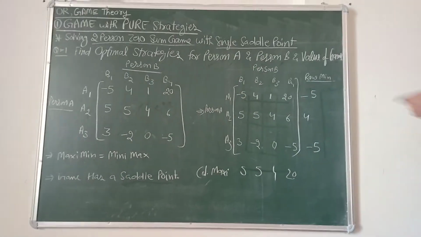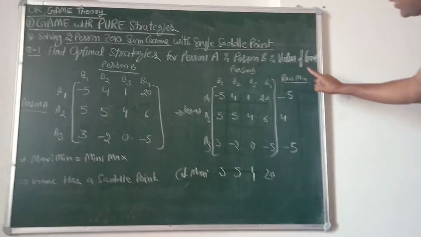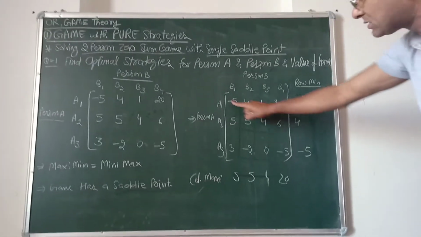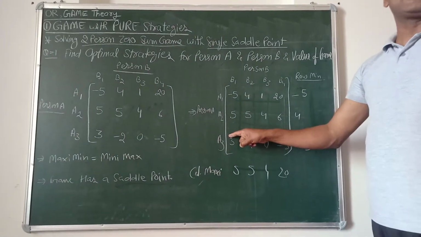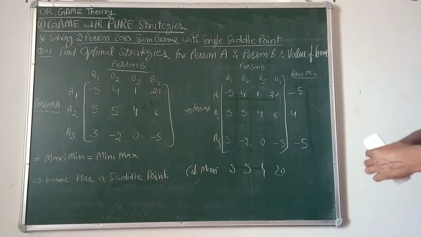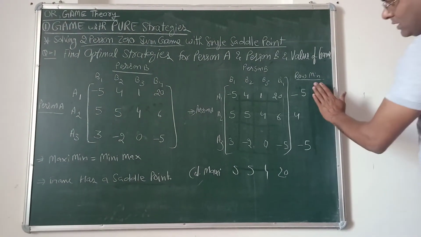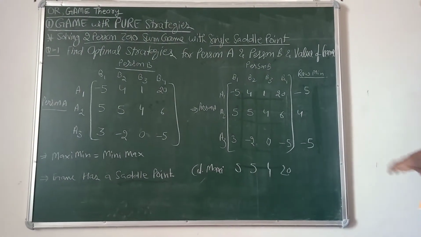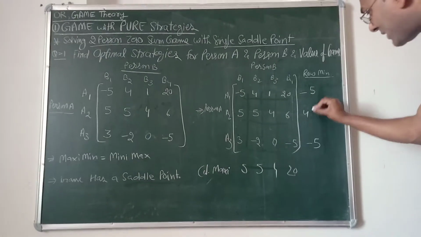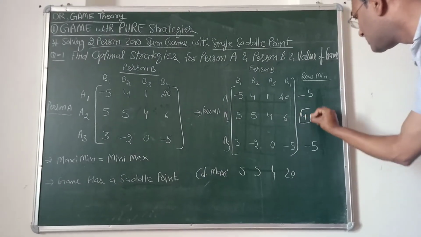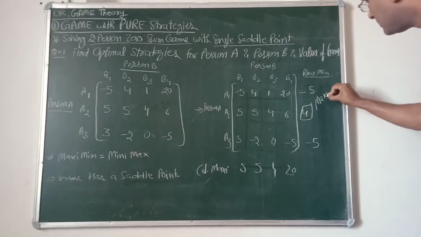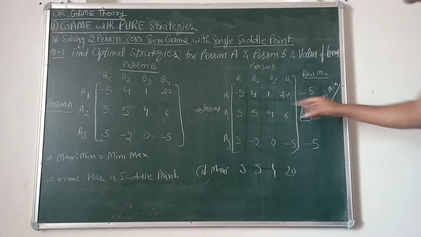Okay, so from here what we have to find? We have to find the maximin value, because A is going to maximize his gains. So what he will do, he will use the maximin principle here. Okay, so the maximin value is 4. This is the maximin value for person A.